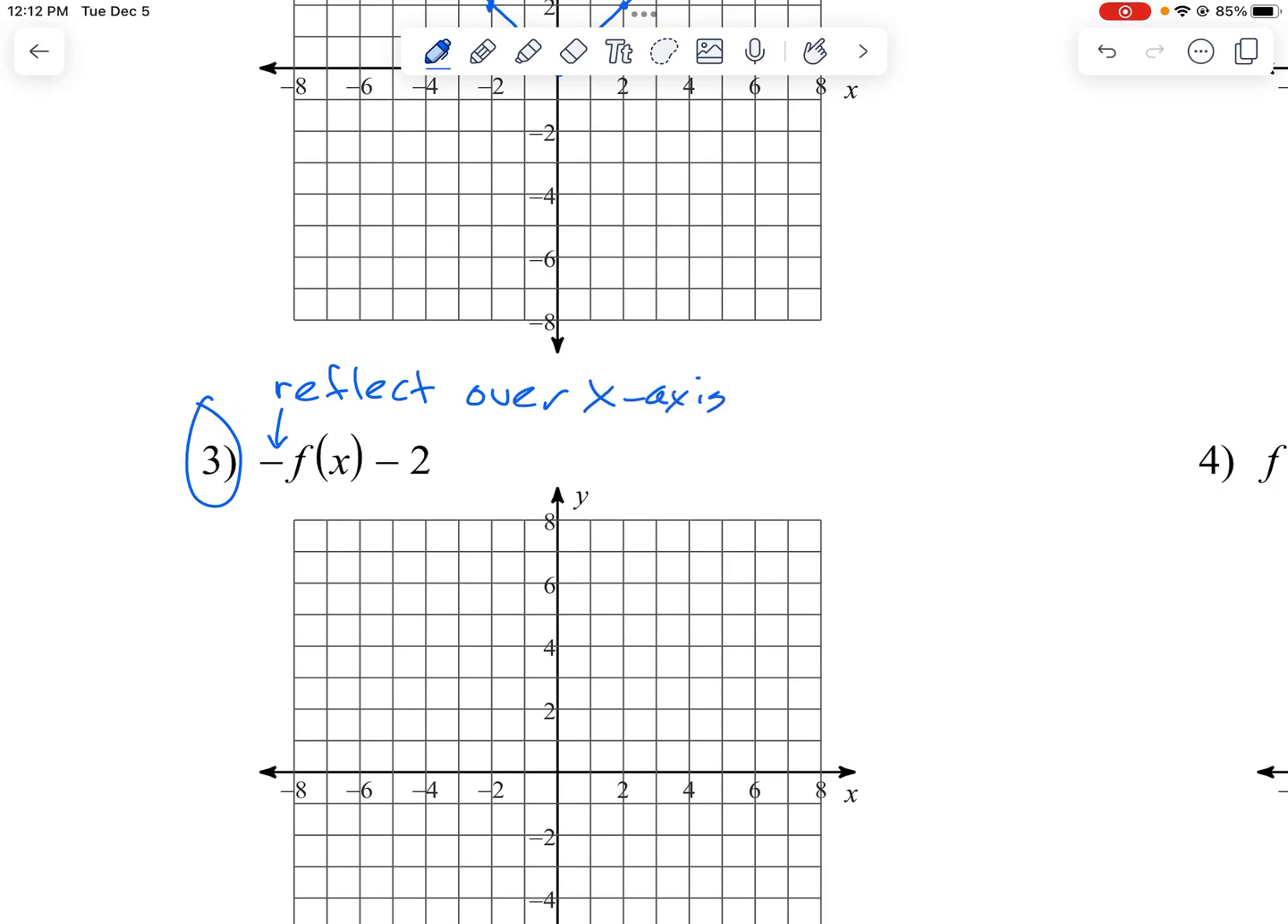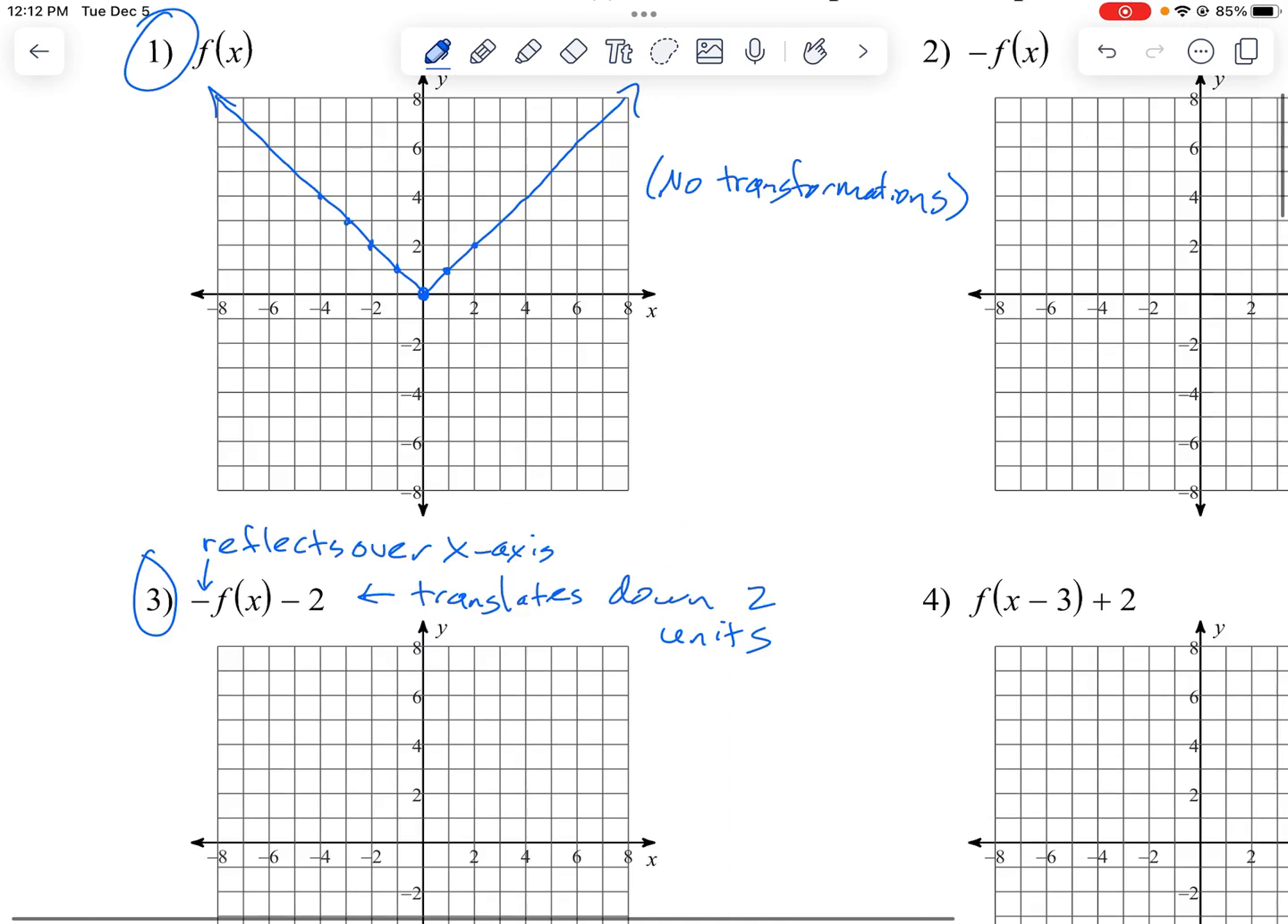So I'm going to write that out. And then this part translates down. Oh, I should put reflects down 2 units. Okay, so I'm writing out those transformations, just describing the different parts, and I'm actually going to graph it.